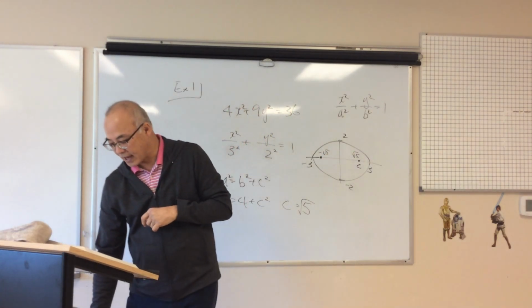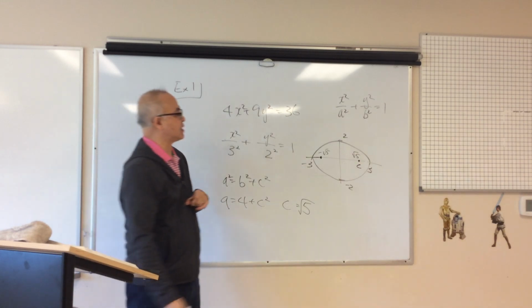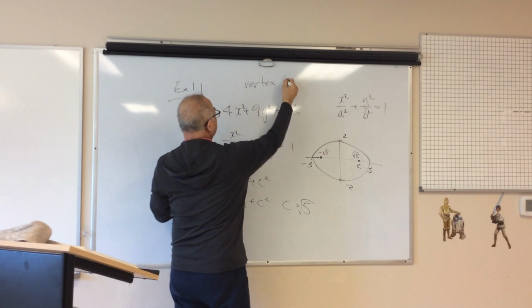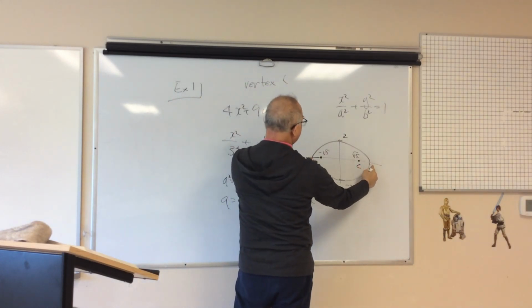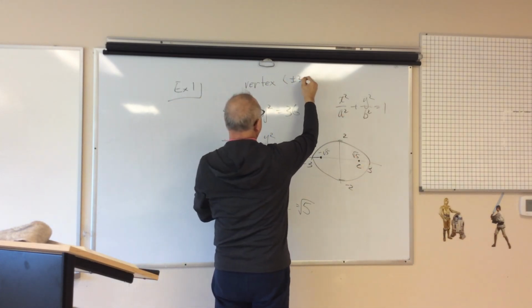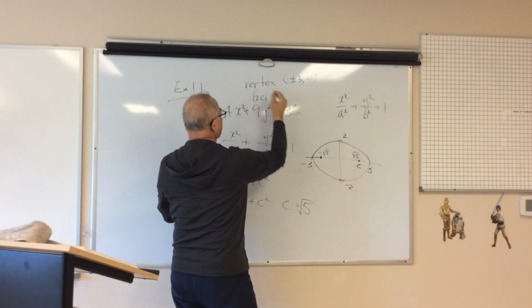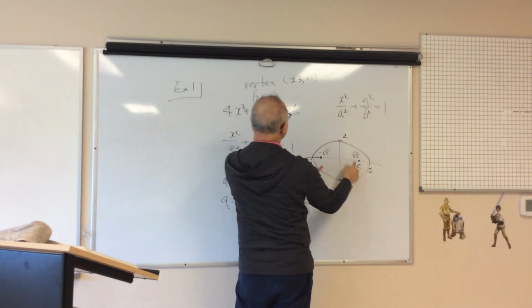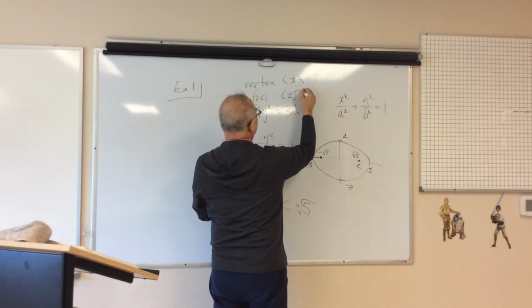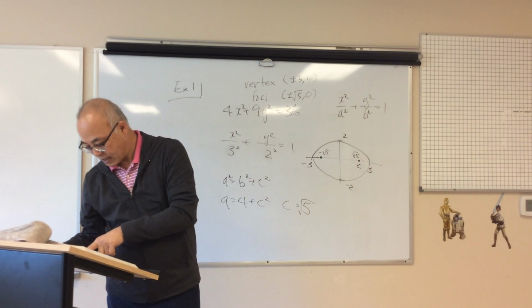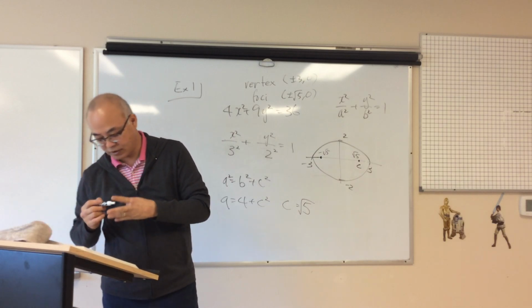So the question asked for the vertices. So these are the vertices, here and here. And then I have the foci, which is here and here, like that. And that's it. That's all they're looking for.